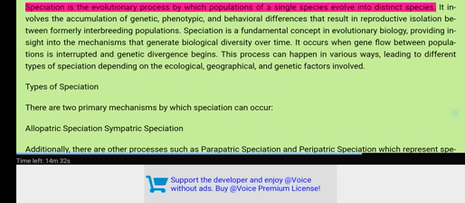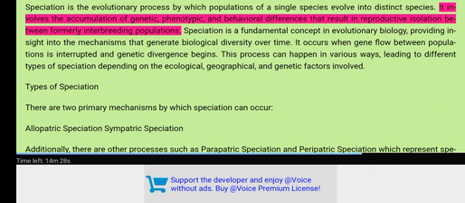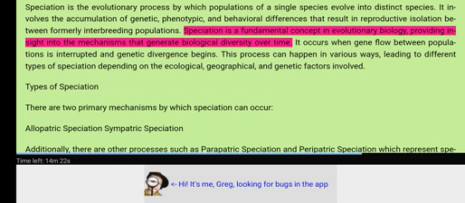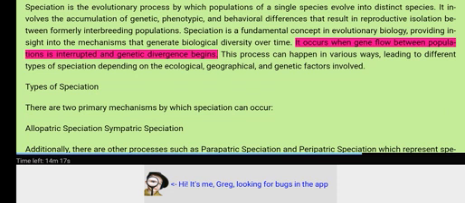Speciation is the evolutionary process by which populations of a single species evolve into distinct species. It involves the accumulation of genetic, phenotypic, and behavioral differences that result in reproductive isolation between formerly interbreeding populations. Speciation is a fundamental concept in evolutionary biology, providing insight into the mechanisms that generate biological diversity over time. It occurs when gene flow between populations is interrupted and genetic divergence begins.